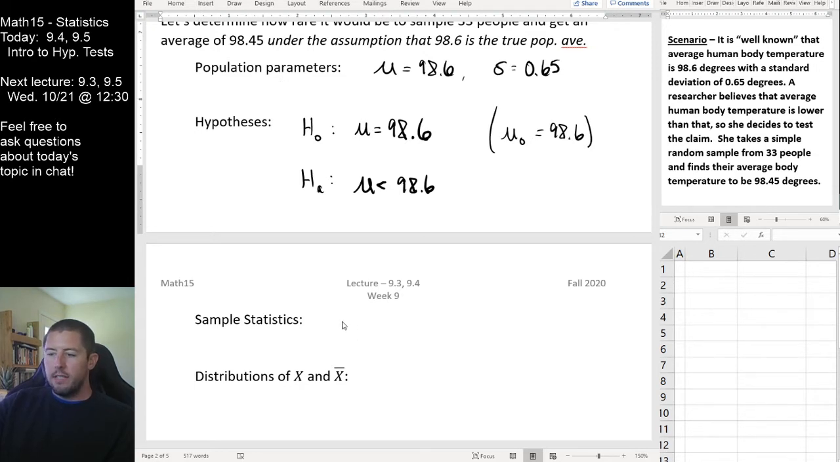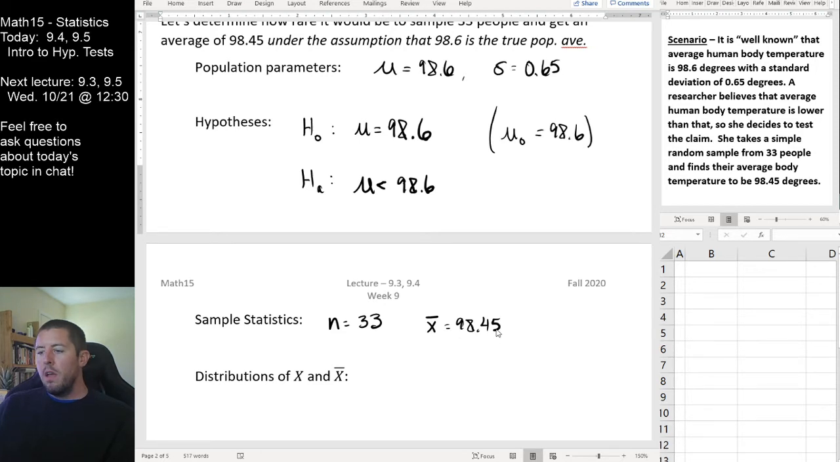Just as we have stated our population parameters about the whole population, we should also state the statistics that are associated with the sample. So again, looking at my scenario over here, I can see that I do have a sample size of 33, and I did get a sample average, the average of the sample, X bar, to be 98.45 degrees.